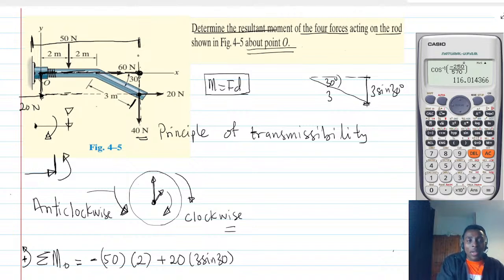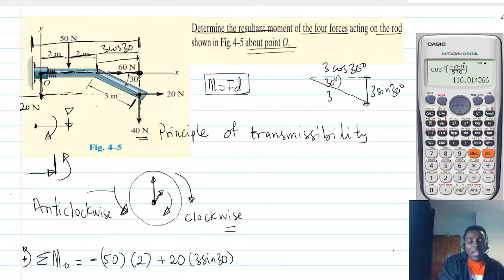All right. So we know that here is 2, here is also 2, right? But what is that distance from here to here? It is interesting to know that if we resolve the horizontal distance of the pipe, the bent part, it is also going to be 3 cosine 30. Can't you see that this is interesting? Because now it's going to be 2 plus 2 plus 3 cosine 30. And that is the perpendicular distance for the 40 from O.